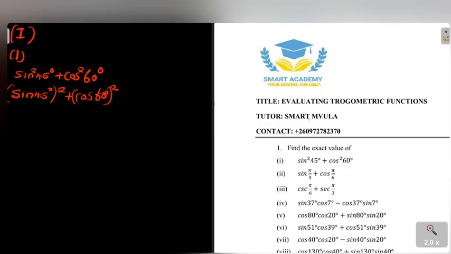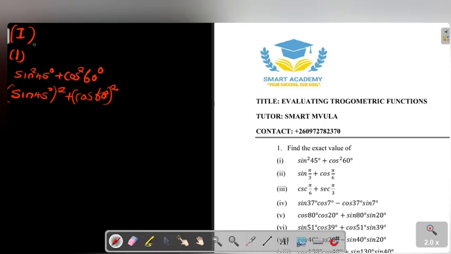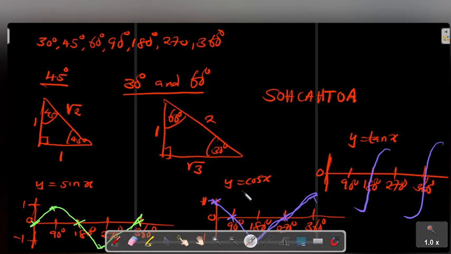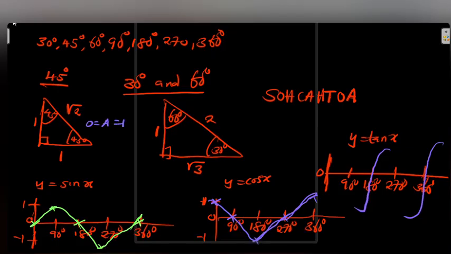Remember, sine 45 is a special angle, so we can find sine 45. This is the right angle triangle for 45, the first one. So sine 45 is opposite over hypotenuse. For 45, the opposite is the same as the adjacent, which is 1. So now we know our opposite is 1.